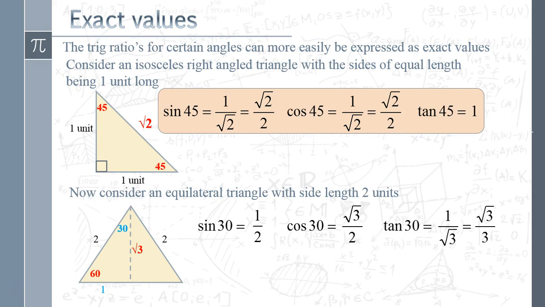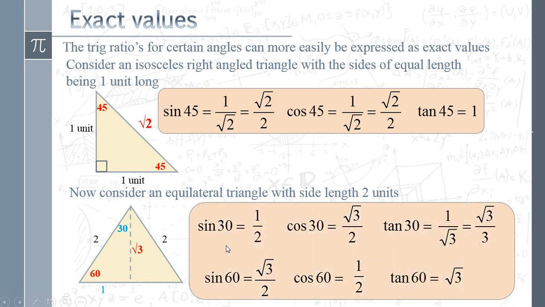Now if we do exactly the same with 60, sine 60 is opposite over hypotenuse. That's going to be root 3 over 2, same as cos 30, because remember we had sine of 90 minus x equals cos x, and vice versa, because of the way those two are linked together. Cos 60 is going to be a half, and tan of 60 degrees is root 3 over 1, so the tan of 60 is simply root 3.